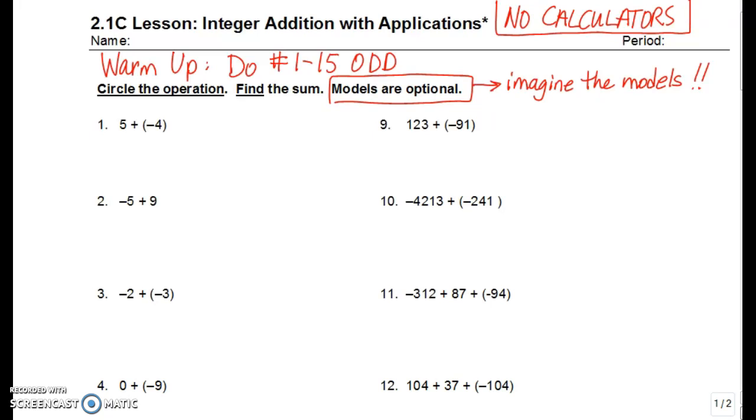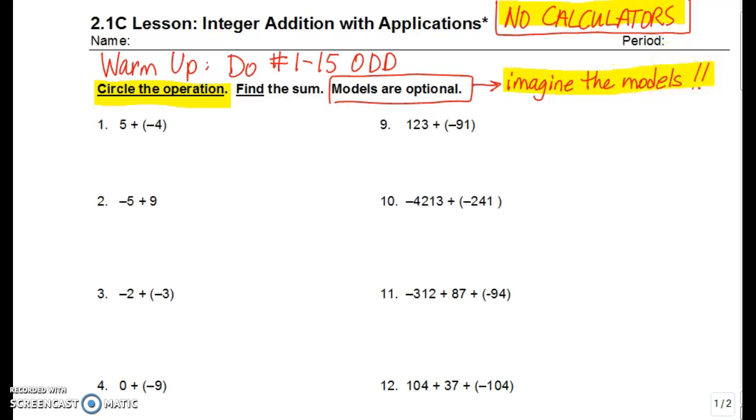All right, so first of all, I need to remind you that for this lesson and all of Module 2, there are no calculators. You're going to be doing work in the margins if necessary. The directions say to circle the operation. That is a big deal because pretty soon we're going to be mixing up addition and subtraction, and it really helps you when you circle the operation. Then you're going to find the sum. This is all addition. And it says that models are optional. Folks, I'd like you to try not to use the models, but you can certainly imagine them.